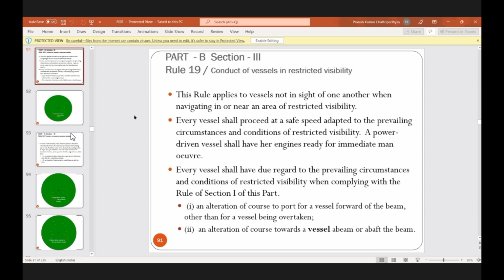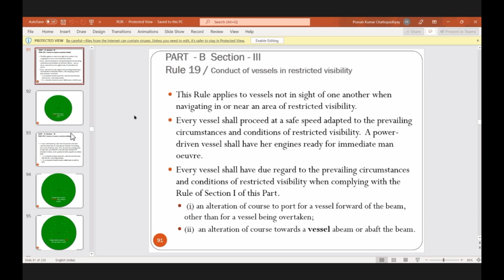An alteration of course to port for a vessel forward of the beam other than for a vessel being overtaken. So what action is this talking about? An alteration, if you are going to alter course to port for a vessel forward of the beam other than a vessel being overtaken.